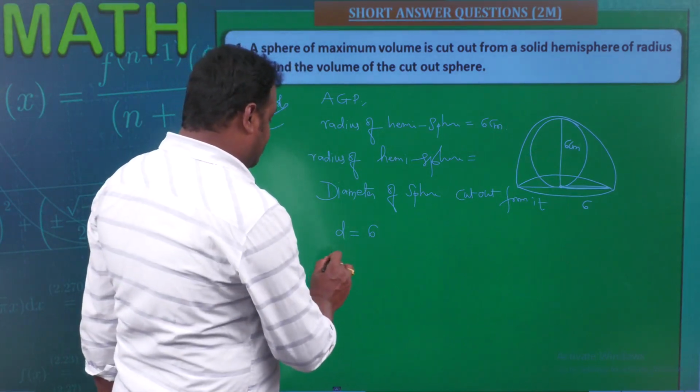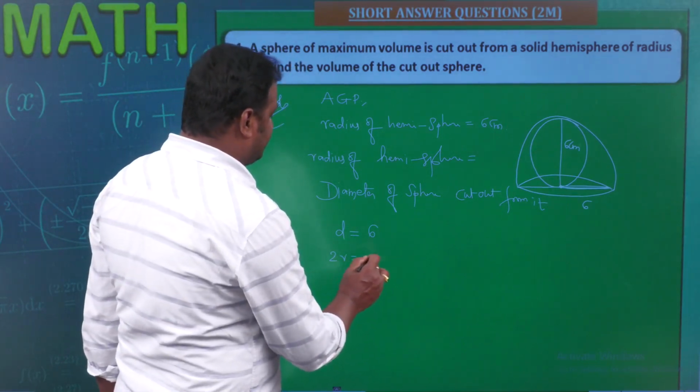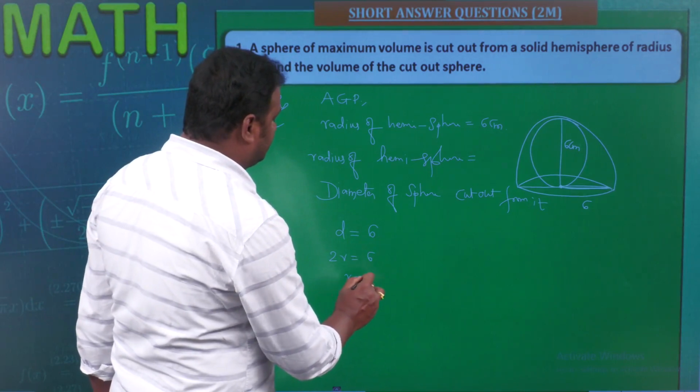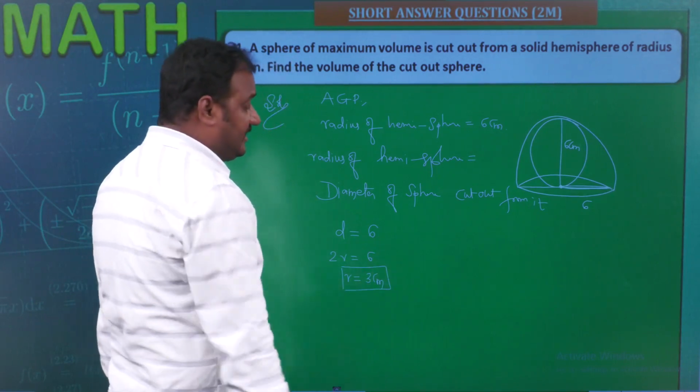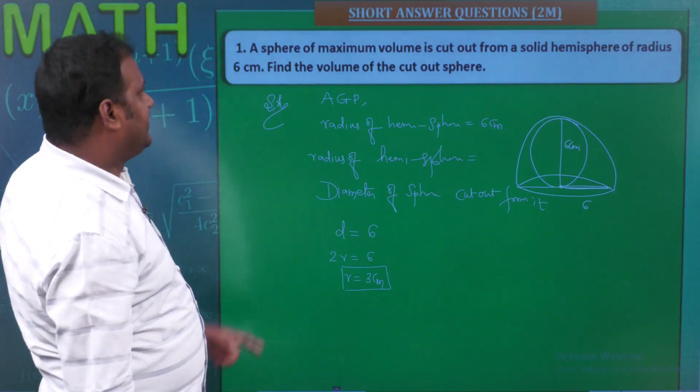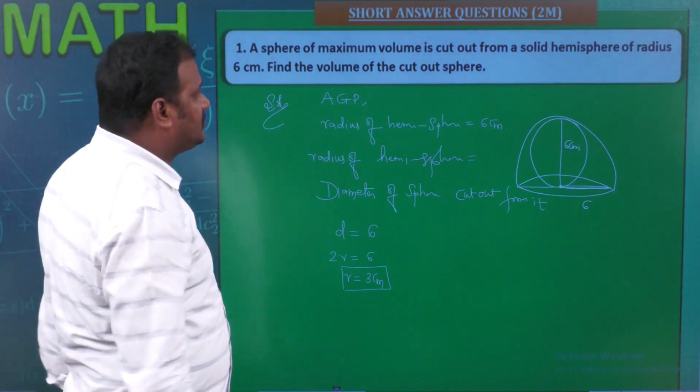So diameter is equal to 2 times radius, right? 2 times radius is equal to 6. So radius is equal to 3 centimeters. This is the radius of the sphere so obtained. Find out the volume of the cutout sphere.